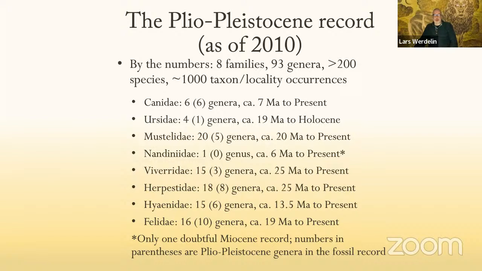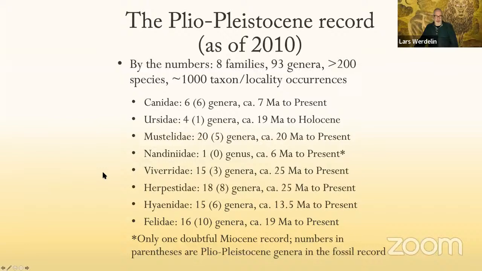There are 8 families of carnivores present in the Pliocene of Africa fossil record. Canidae, dogs, with a total of 6 genera, all of which are known from the Pliocene. Canids appear in the late Miocene. Ursids: there are no bears in Africa today, but there were bears in the past, 4 genera and one genus in the Pliocene. Mustelids, which are a particularly interesting group, are known from a total of 20 genera in the fossil record of Africa, 5 of which are present in the Pliocene. Nandinia, a very special case, is known from one questionable record in the Miocene. It's not known as a fossil in the Pliocene, but of course this is a living species, the palm civet.